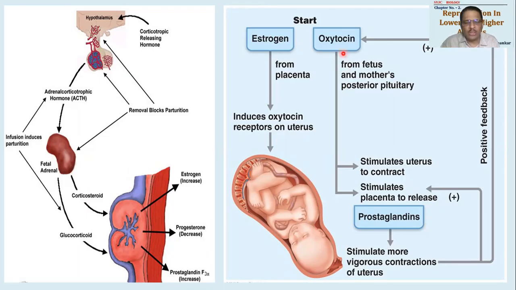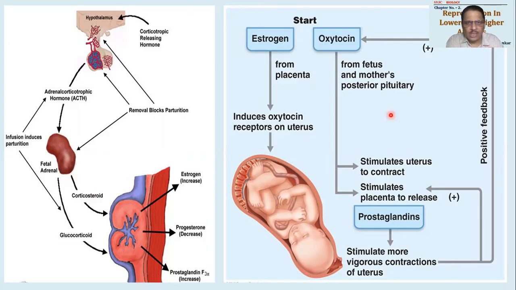So oxytocin and prostaglandins will be there. This increased level of prostaglandin will feed back onto the placenta to release more prostaglandin. It will have a positive feedback on the pituitary gland to secrete more oxytocin. Did you understand? So let us do a fast repeat.